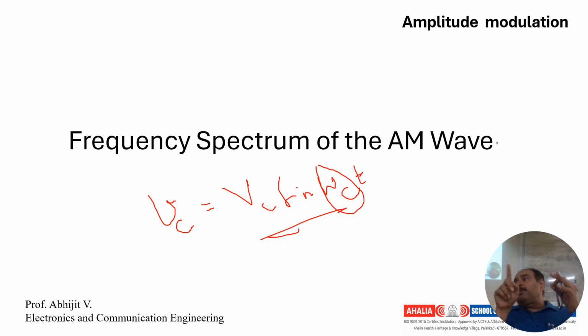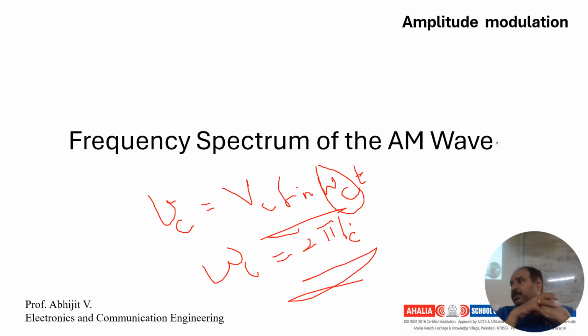Very simple. Angular means in terms of a circle, right? What is the circle? Maximum radians, 2 pi. So omega c is equal to 2 pi fc, where fc is the carrier frequency. So one frequency component is the frequency component of the carrier signal. Naturally, what would be the other frequency component? What is the other signal you have?